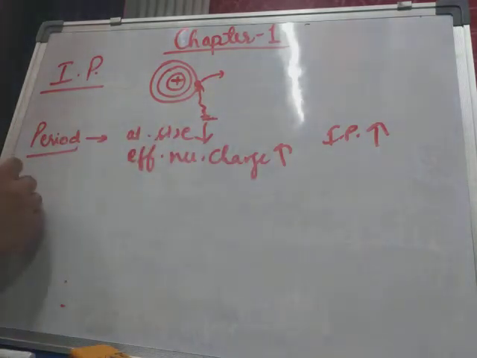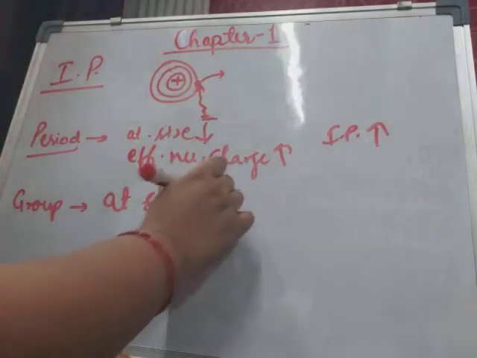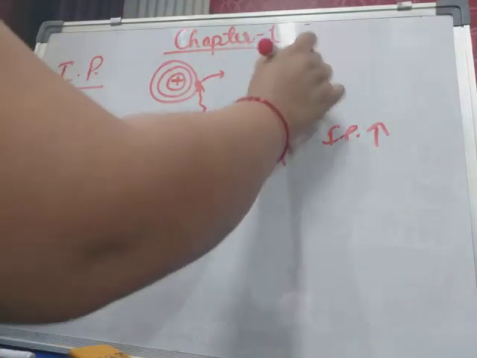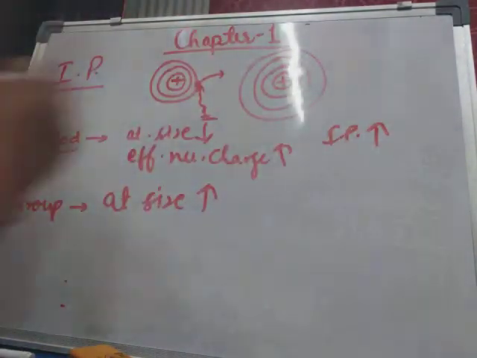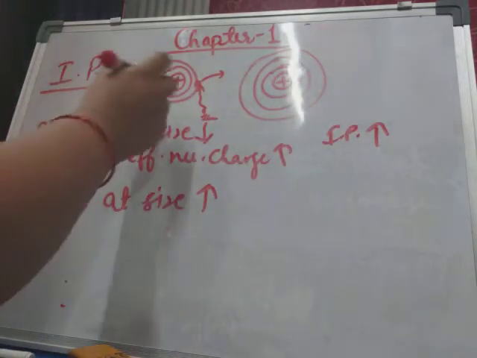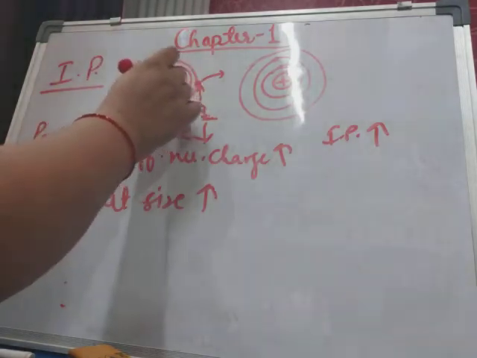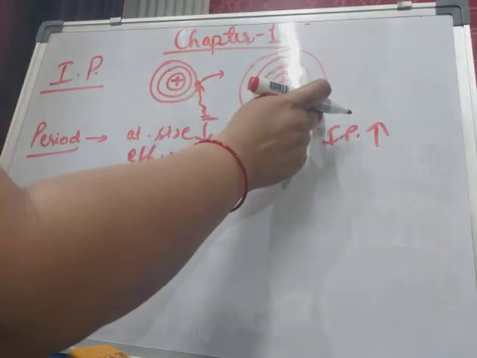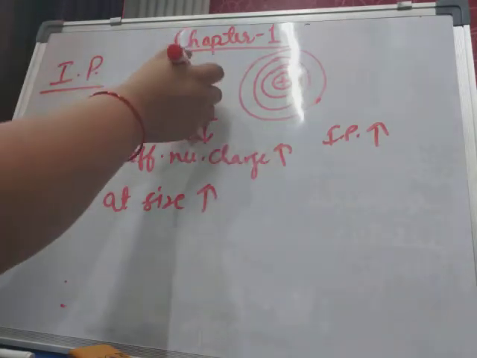And if we are moving in a group from top to bottom, see what happens in a group: atomic size increases. Top to bottom, atomic size increases, which means the number of shells is increasing. If we compare these two, we can easily see that this is the larger atomic size and this is the smaller. So here, if this electron is present, it will attract this electron more strongly, and if the electron is present over here, it will not be attracted by the nucleus as strongly as this one can.